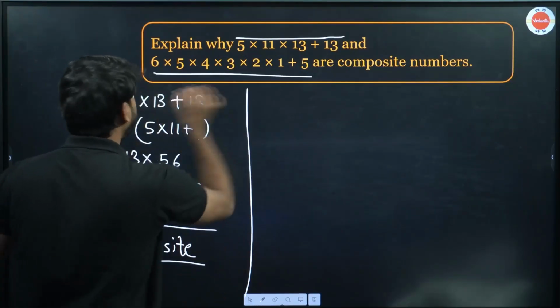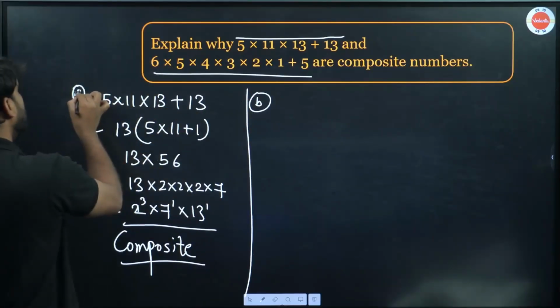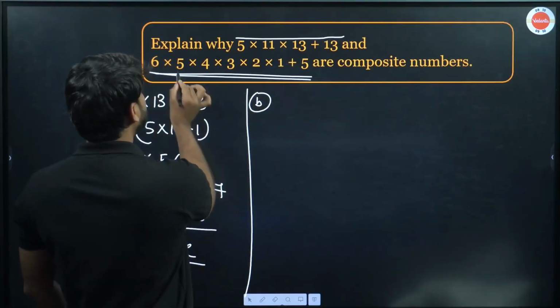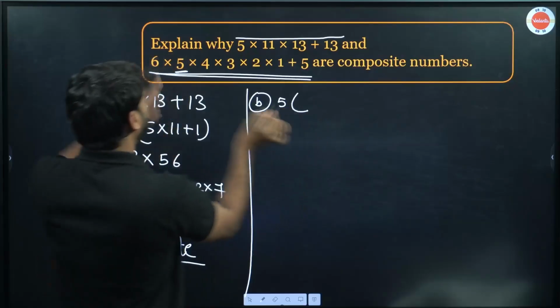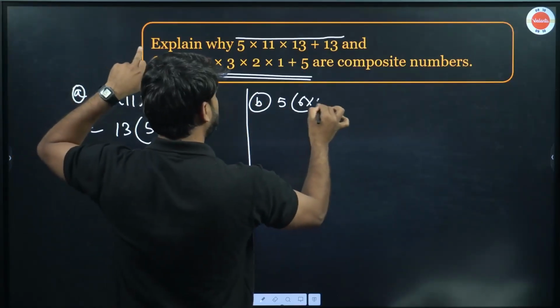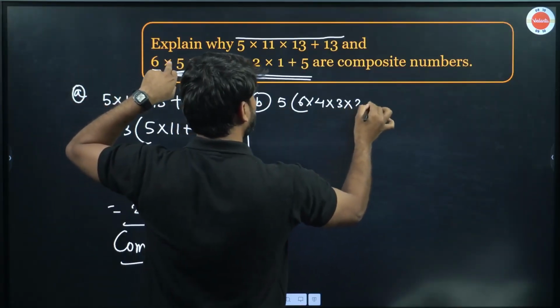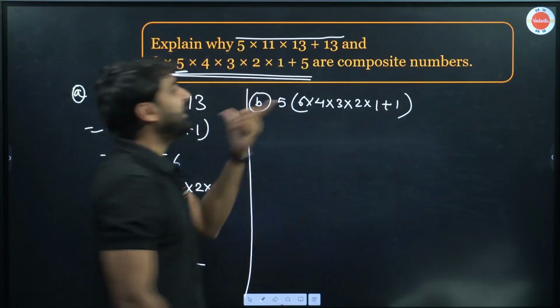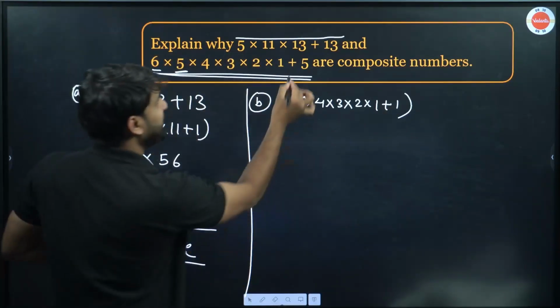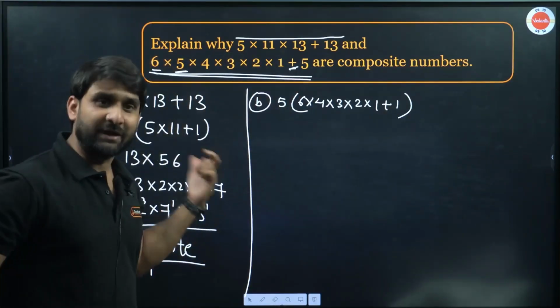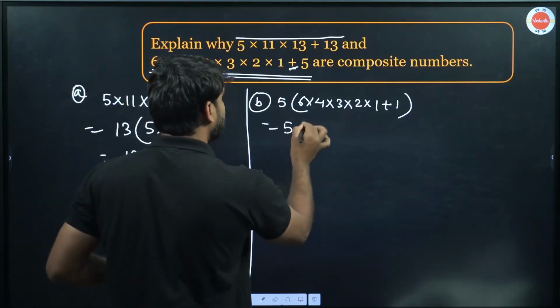Now similarly, if we talk about the second number, this was A and this is the second number. Can you see here? Can we take 5 common? So by taking 5 common, we are having 6 into 4 into 3 into 2 into 1 plus 1. We have taken 5 as common because there is a plus sign. So we can take 5 common. Now after solving this, can we please solve this?